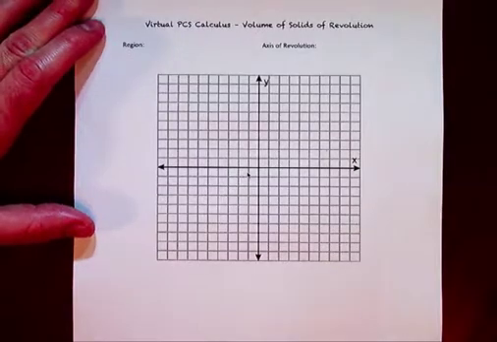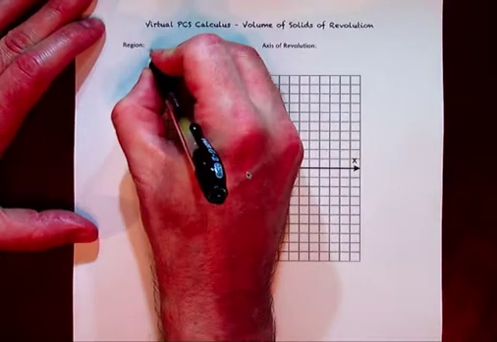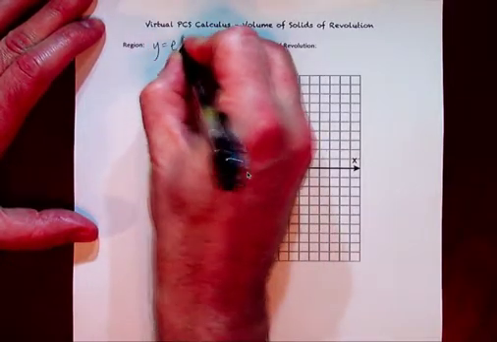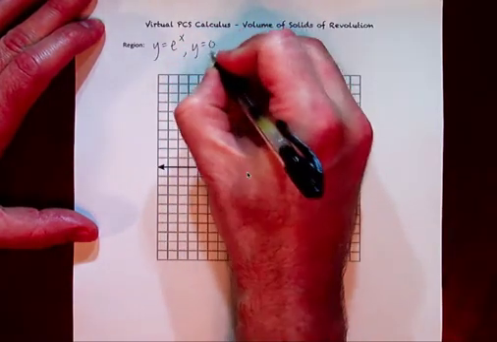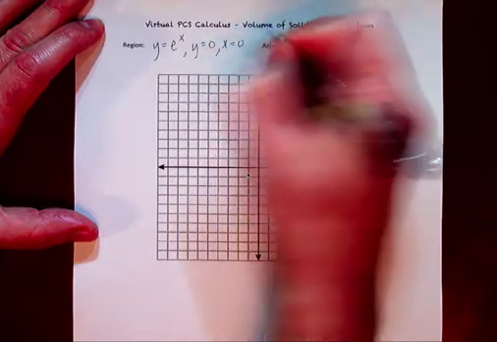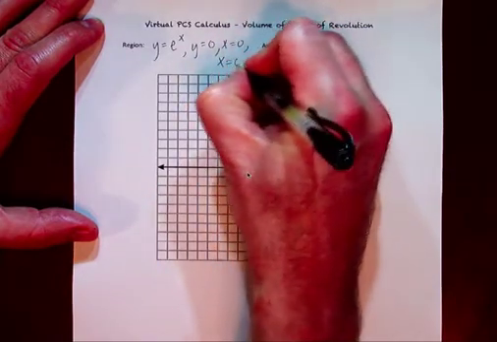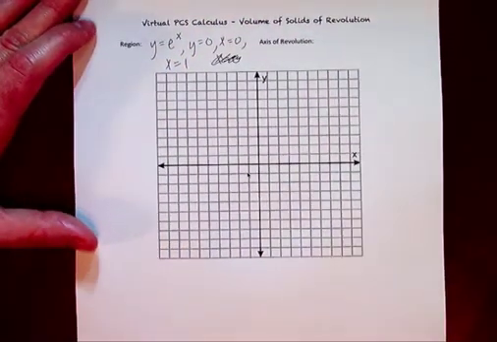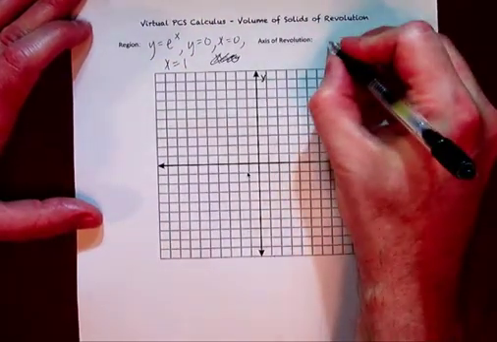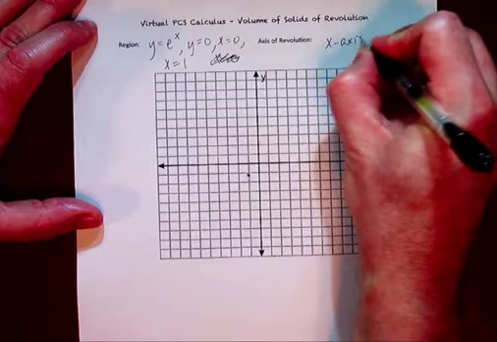Let's deal with a region defined as y is equal to e to the x, y is equal to 0, x is equal to 0, and x is equal to 1. Okay? And we're going to take that region and we're going to take it around the x-axis.